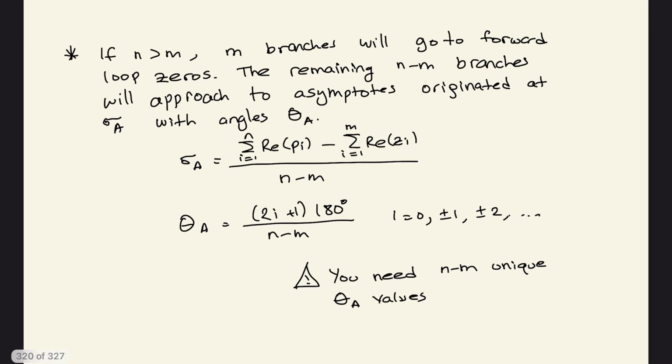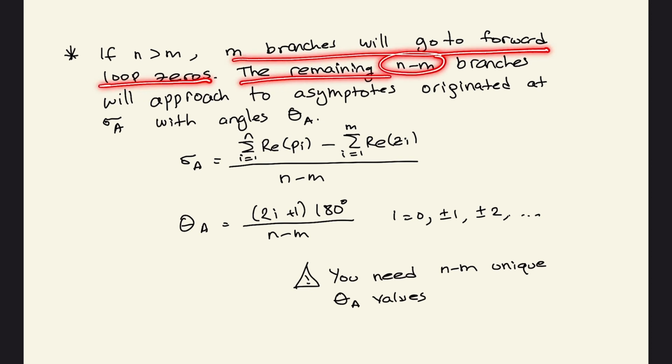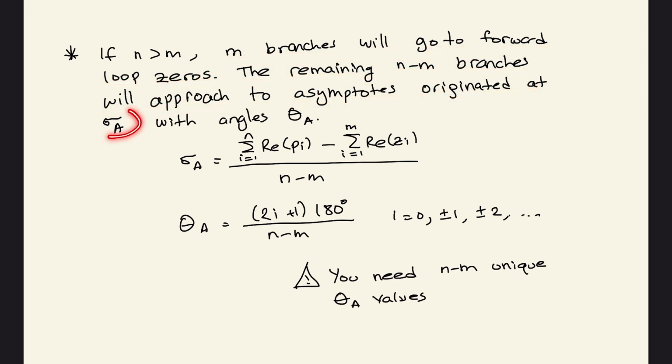All right, what if you don't have n equals m? So if n is greater than m, first of all, m branches will go to forward loop zeros. The remaining n minus m branches will approach asymptotes originated at sigma of A with angles theta of A. I will immediately do an example, but first let's define sigma of A and theta of A.